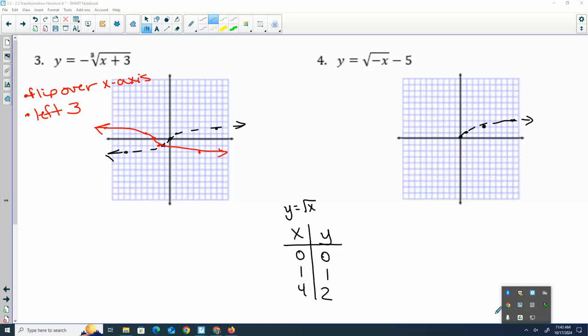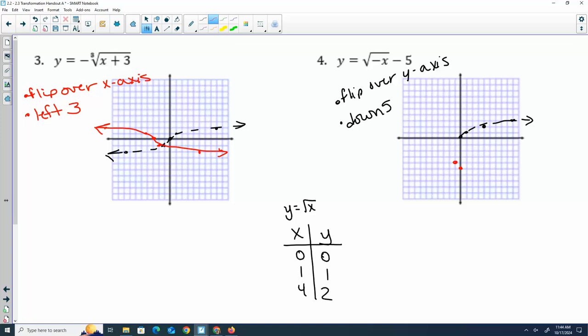So a negative underneath is making my x's negative, so it flips it over the y-axis. -5 is on the outside, so it will go down 5. So 0, 0. If I flip, it doesn't go anywhere. Down 5. 1, 1. If I flip it over the y, it comes to negative 1, 1. Down 5. 2, 4. If you flip, goes to negative 2, 4. Down 5. If you did 9, 3 and you flip, it goes to negative 9, 3. Down 5.